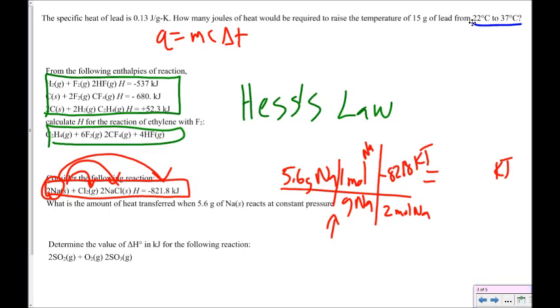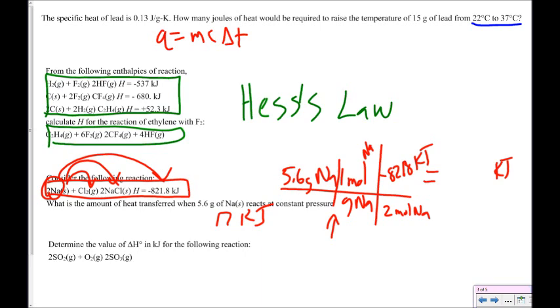So they give me a balanced thermochemical equation, and they would say something like, how many grams of sodium would need to react to produce 17 kilojoules of energy? Now, it's talking about producing, so it's a dead giveaway. We're dealing with an exothermic reaction here. But I'm starting with 17 kilojoules, and now I've got to work backwards.